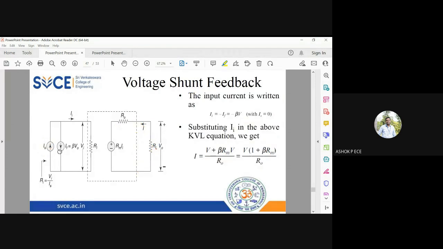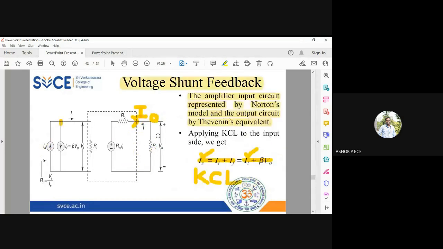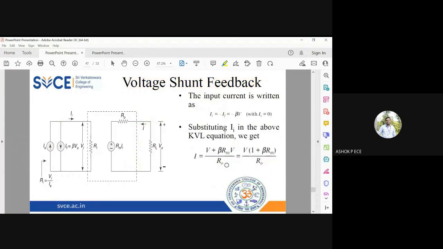And you know that at the input side, we have already written the KCL equation. At the input side, you see Is equal to Ii plus If. This Is is 0 now. So Ii equal to minus If. Okay, Ii equal to minus If, and If is equal to beta Vo, and Vo is replaced by V. So I can write Ii is equal to minus beta V.